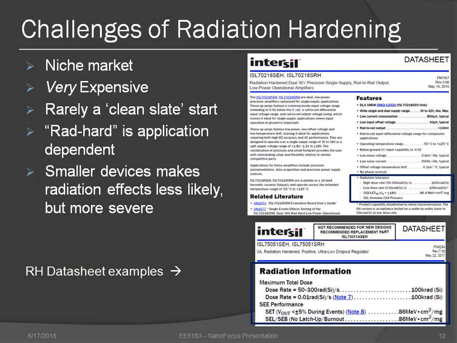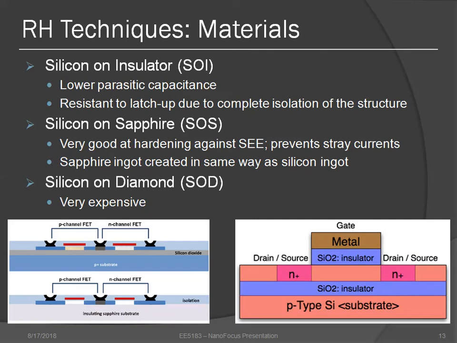All right, so now we made it to the good stuff. Some of the techniques that we can use in terms of materials: there are a couple of different choices of substrates that are really good for hardening against single event effects. Silicon on insulator and silicon on sapphire are the two most common ones.